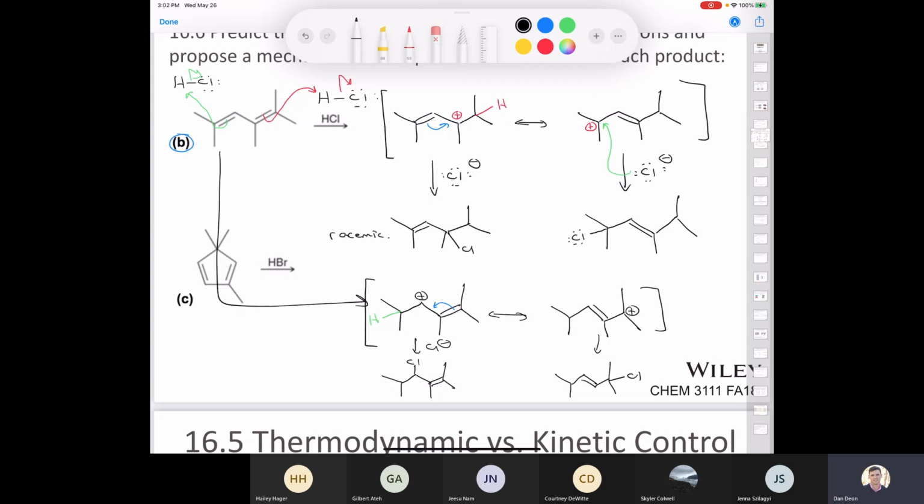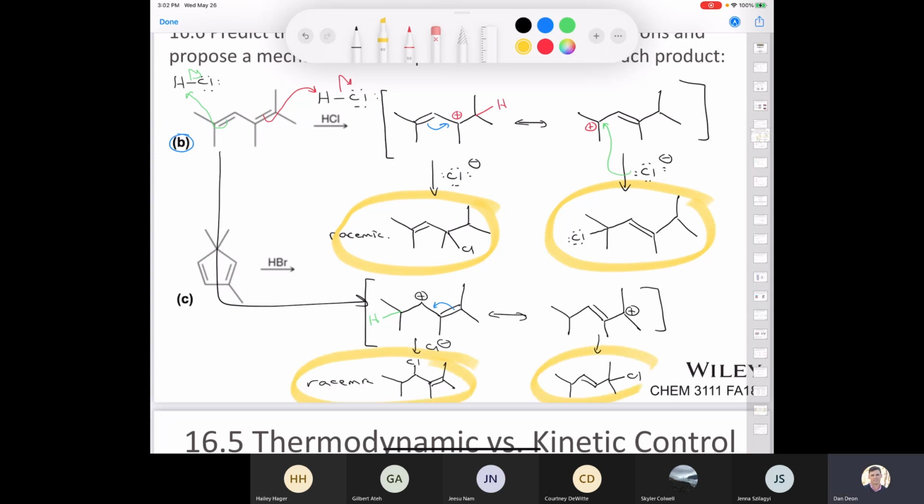And so we end up with a total of 4 different molecules. Keep in mind that this one is racemic too. I forgot to point that out. So we end up with 1, 2, 3, 4 different products in this case.